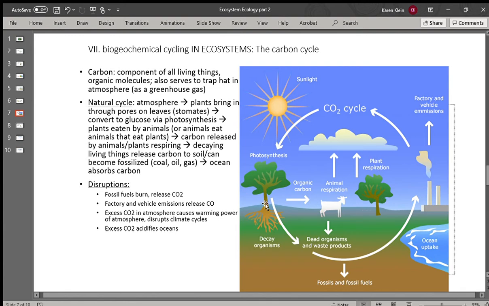But what happens when plants and animals die? They release carbon into the soil, as well as all their other nutrients. And over millions of years, these can turn into what we call fossil fuels, like coal and oil and natural gas. We'll get to that in just a moment. You also have the ocean absorbing some carbon. So there is your carbon cycle.